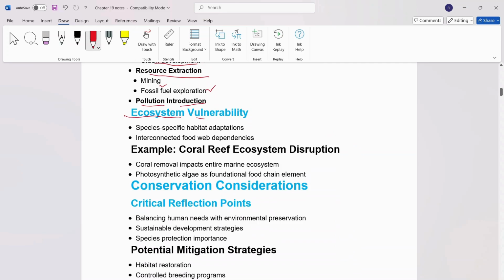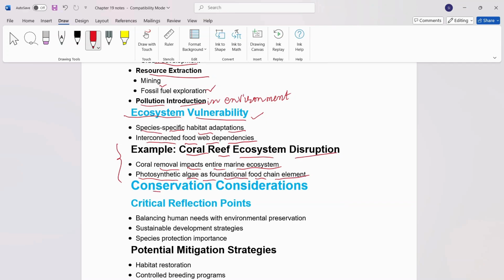Now let's talk about ecosystem vulnerability in environment. Okay, now let's talk about ecosystem vulnerability. Species specific habitat adaptations, interconnected food web dependencies. Example, coral reef ecosystem disruption. Coral removal impacts entire marine ecosystem. Photosynthetic algae as foundational food chain element. Now, this is an example of ecosystem vulnerability.